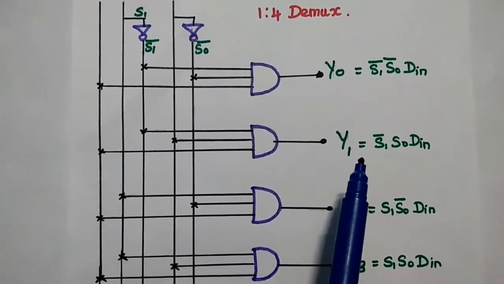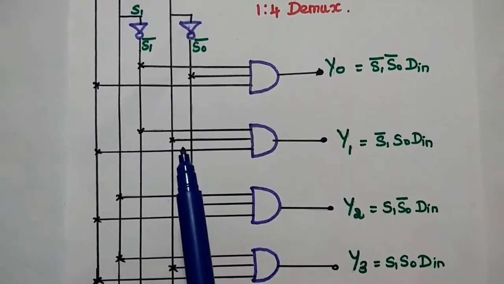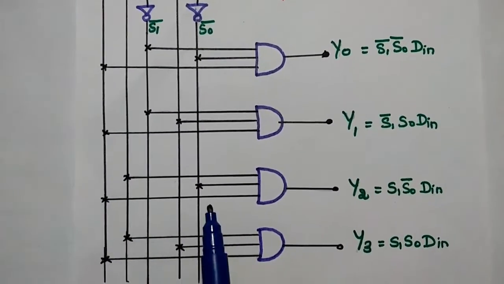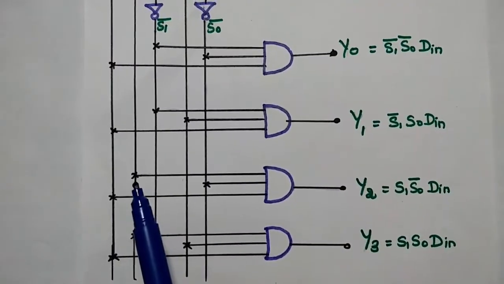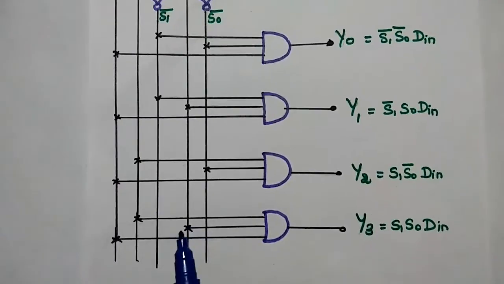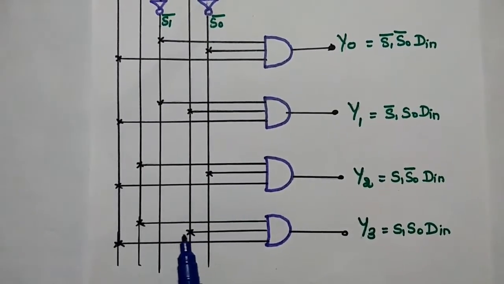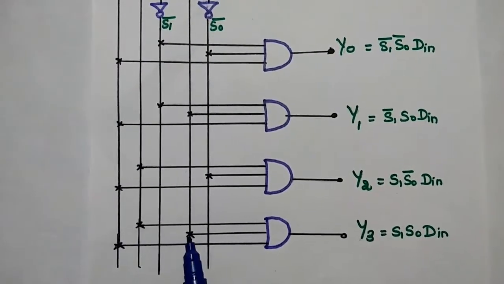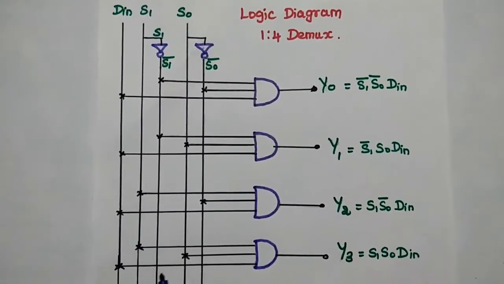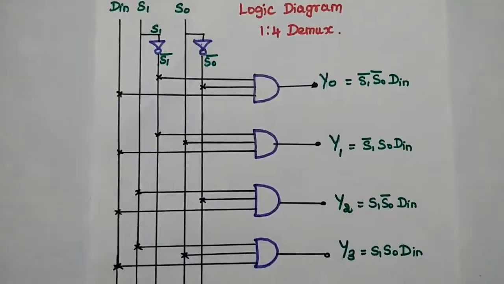Similarly, Y1 is equal to S1 bar, S0 and the input data. Y2 is equal to S1, S0 bar and the input data. Finally, Y3 is equal to S1, S0 and the input data. So this is the logic diagram of the 1:4 DEMUX.